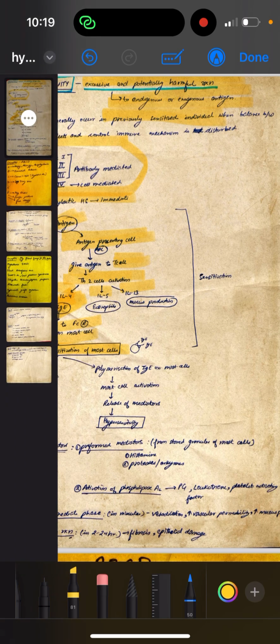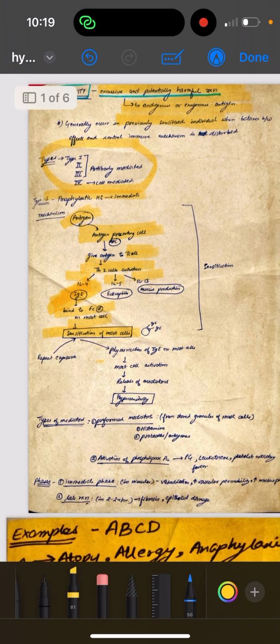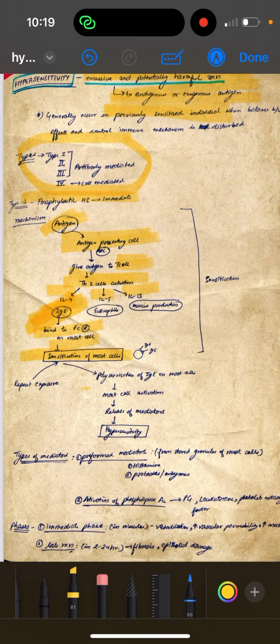Now if re-exposure occurs, if that antigen again comes into my body, there will be cross-linking of IgE on the mast cells. Polymerization means all of them will polymerize. Then the mast cells are going to activate. Activate means it is going to burst, degranulation of mast cells. It will burst and release the mediators of inflammation, which I'll tell you later on. Those mediators will lead to hypersensitivity. Hypersensitivity means symptoms. We'll see the symptoms of hypersensitivity like rashes. If some allergy is there, rashes will be there, all that we can see.